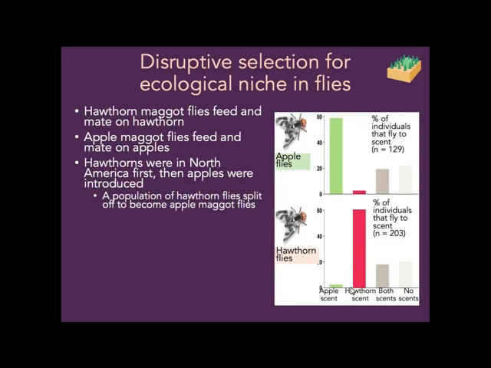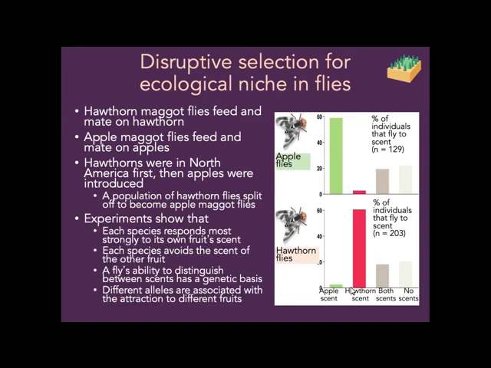So what we think happened is initially there were only hawthorn flies, but then when the apple trees arrived, some of the flies started to specialize on breeding on the apple trees. And so we can see that each of the species has a preference for its own host, okay? So this is the percent of individuals that fly to a scent. Apple flies fly to the apple scent, hawthorn flies fly to the hawthorn scent. And so this makes it so the apple flies tend to be on the apple trees and the hawthorn flies tend to be on the hawthorn trees.